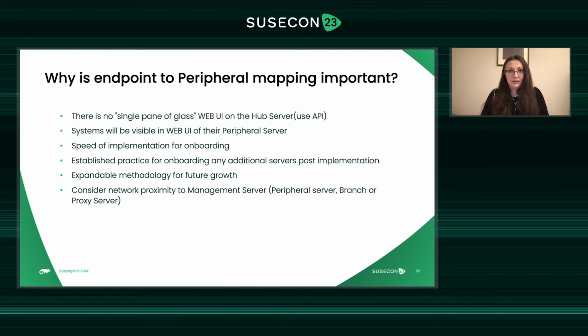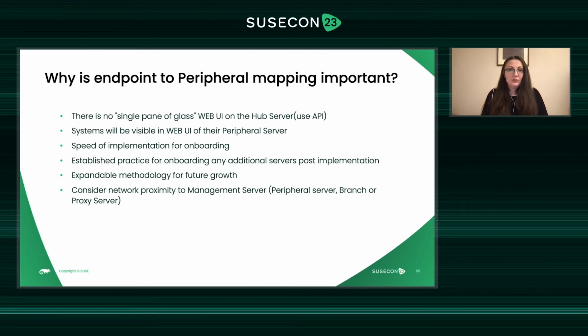So why is this endpoint and peripheral mapping important? First of all, there will be no single pane of glass for the web UI on the hub server. You will be able to send remote commands and perform actions such as patching or rebooting or configuration management using the XML-RPC API from the hub. But in the hub server, you will only see registered the other peripheral servers. And subsequently, on each peripheral server, you will only see the registered systems that are registered to that particular peripheral server.